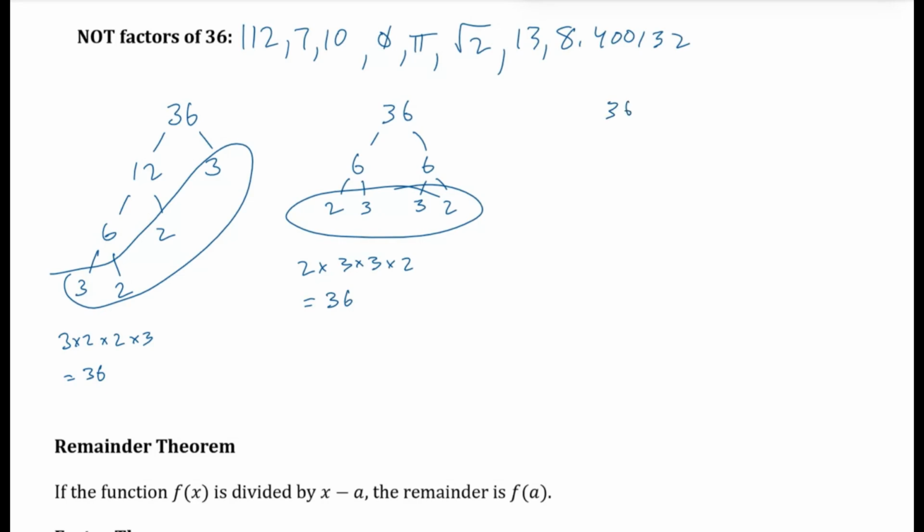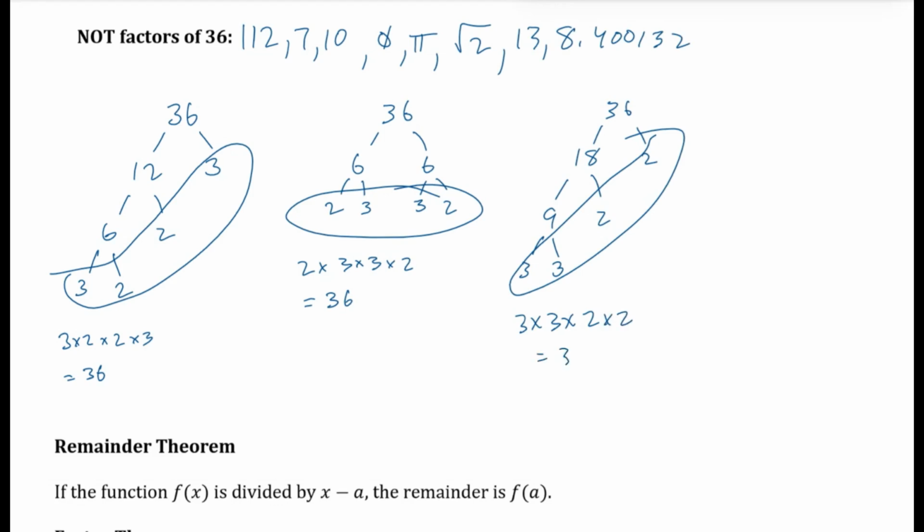Okay, let's do one more. Two numbers that multiply to 36. 18 and 2. Prime, so we stop. We got different options here. I'll do 9 and 2, and then 3 and 3. What do you notice about all those lists? The same numbers. It's the same numbers.